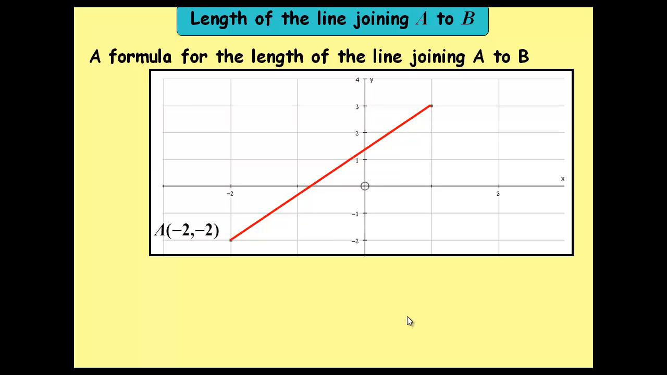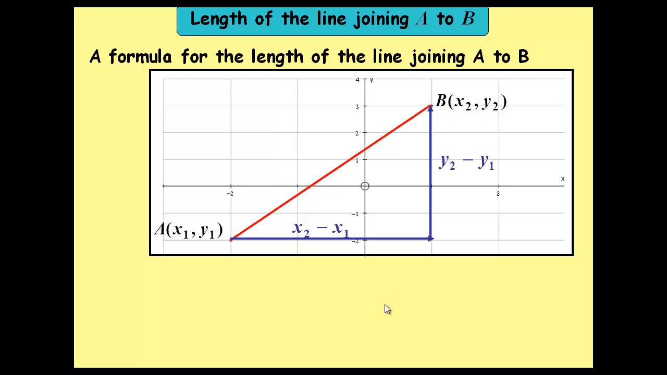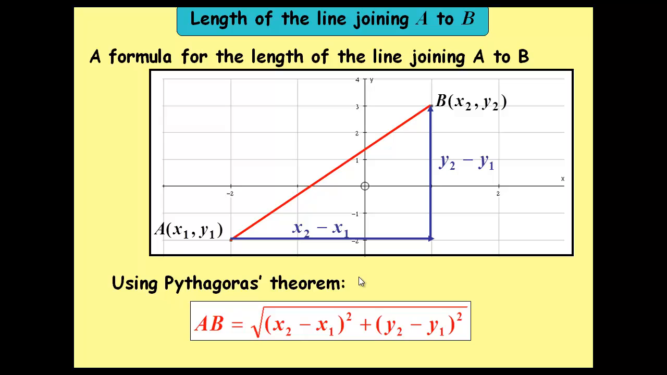So, in general terms, if we make our coordinates at A, x1, y1, and our coordinates at B, x2, y2, then to find the length, it's the difference in the x coordinates, x2 minus x1 for this length, and the difference in the y coordinates, y2 minus y1 for this length. Using Pythagoras' theorem, if we square them both and add them together, we get the hypotenuse squared, we get AB squared, and then square root to find AB.